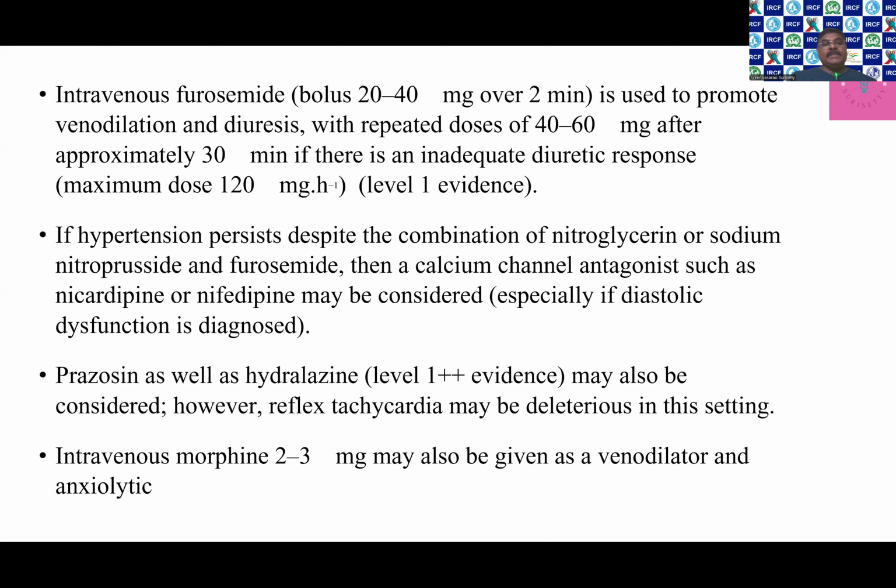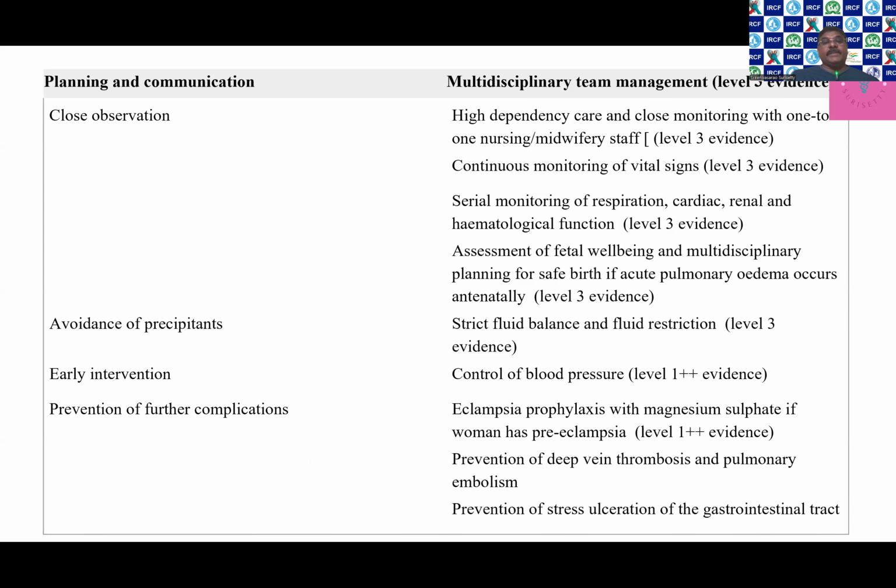If hypertension persists despite the combination of NTG, sodium nitrate and furosemide, you can take the help of calcium channel antagonists such as nifedipine and nicardipine. They may be considered, and prazosin is also considered. Intravenous morphine 2 to 3 milligrams may also be given. It acts as a venodilator and angiodilator, especially in acute pulmonary edema in pregnant patients.